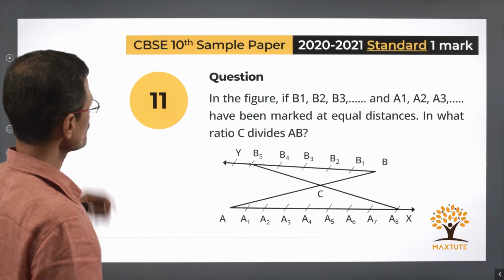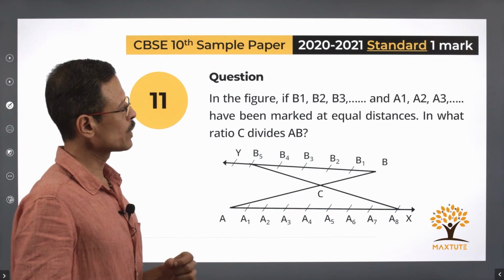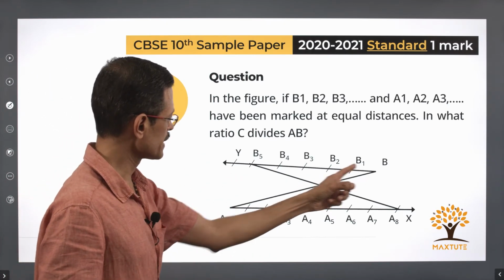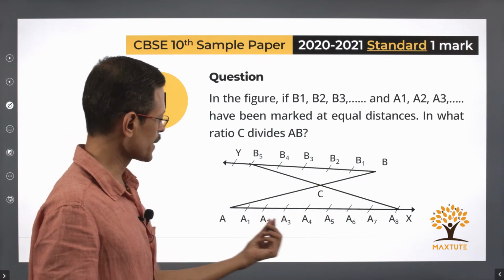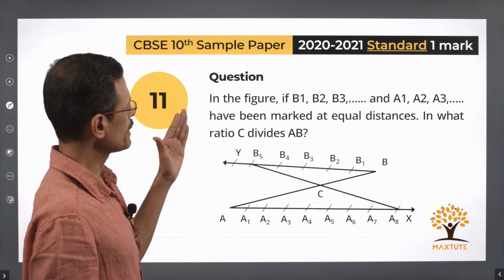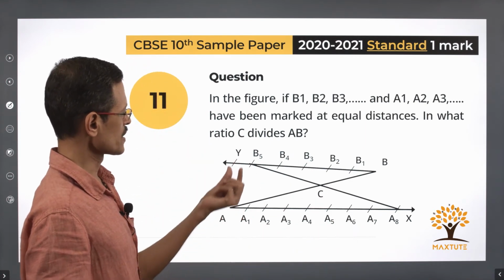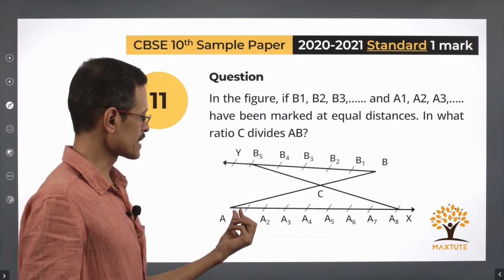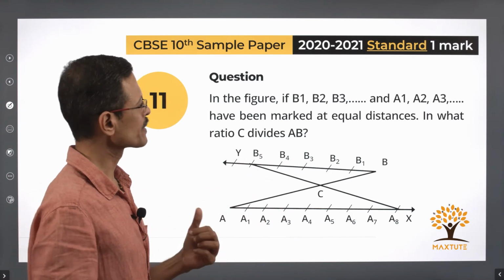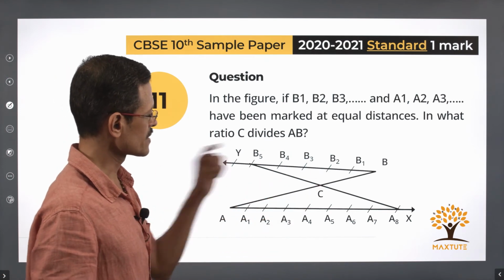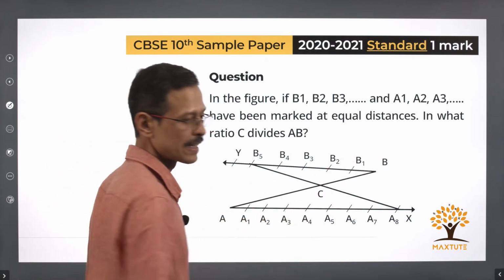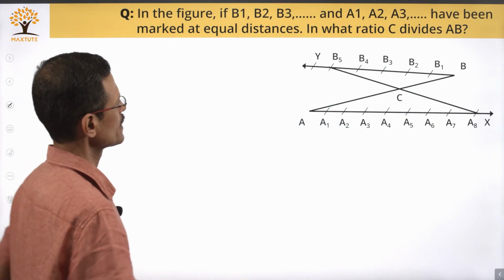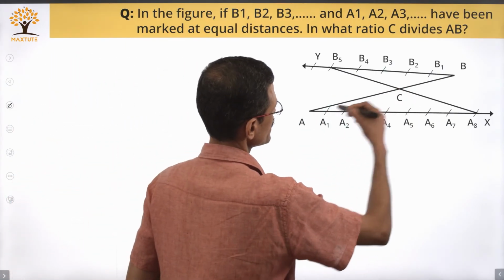Move on to question number 11. In the figure, B1, B2, B3, and A1, A2, A3 all the way up to A8 have been marked at equal distances. So each of these, B3 to B4, B4 to B5, will be the same as A1 to A2, A2 to A3. In what ratio does C divide this line segment AB is what the question is, right? We'll have to find out the ratio in which C divides AB.